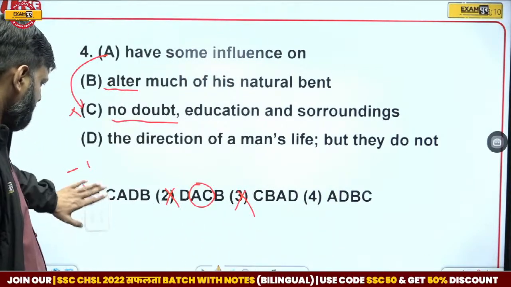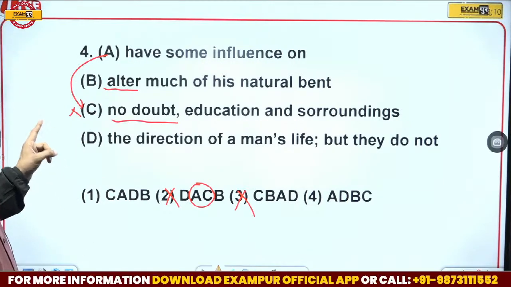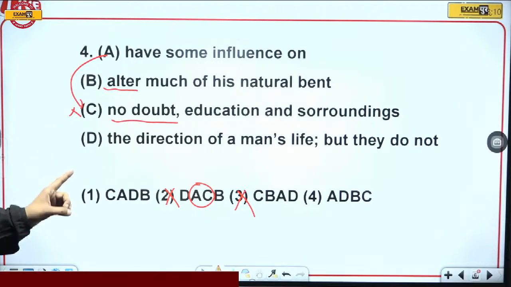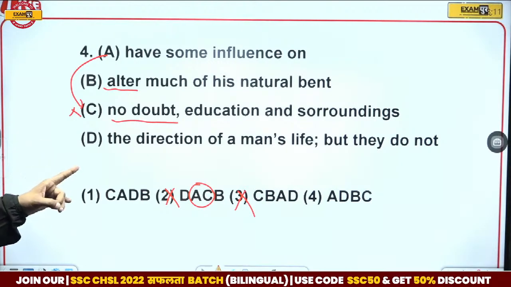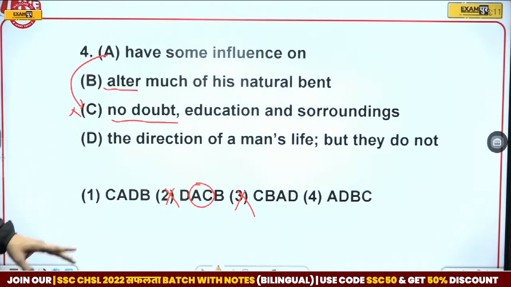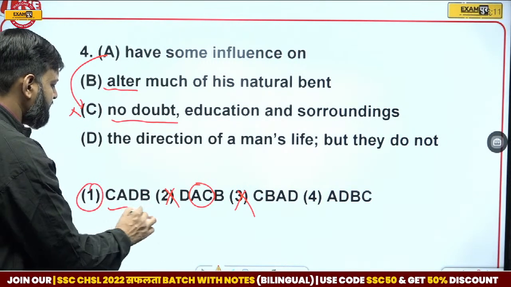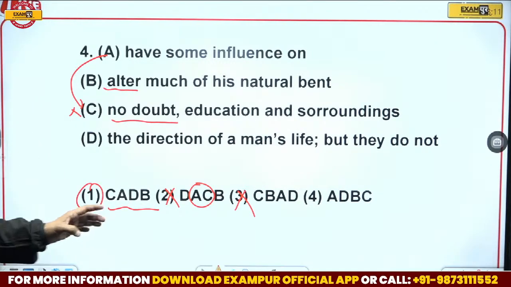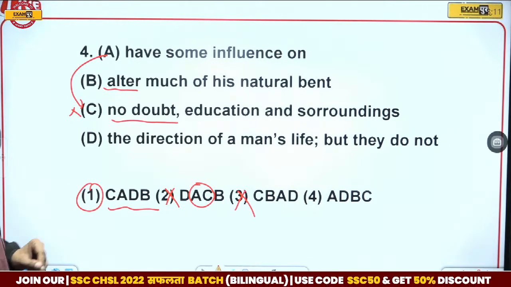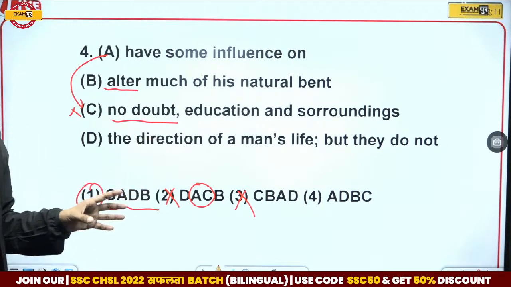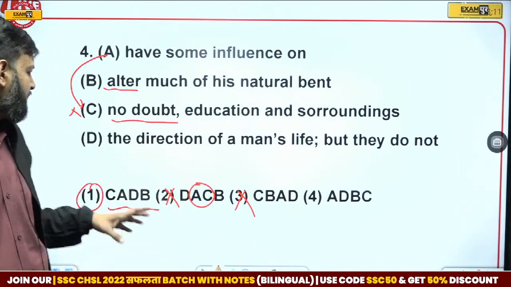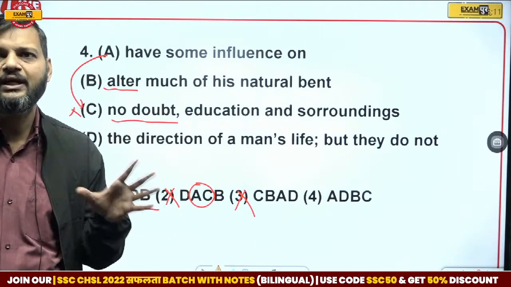Let's discuss this option, CADB. C: no doubt, education and surroundings have some influence on the direction of a man's life, but they do not alter much of his natural bent. Yeah, so here the right answer is CADB. Okay, considering all the combinations, CADB is the most appropriate one. So CADB is the right answer.